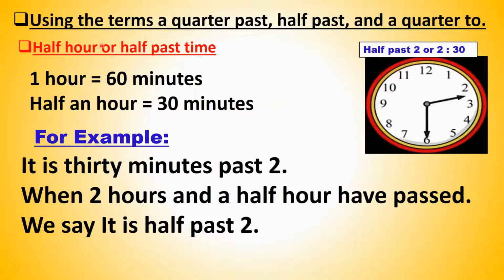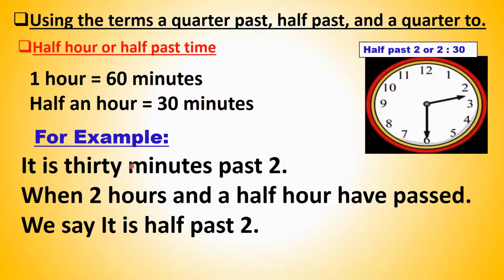Using the terms a quarter past, half past and a quarter to. First, half hour or half past time. Half hour or half past time, how to read that on clock? 1 hour is equal to 60 minutes, which we learned just now. Half an hour is equal to 30 minutes, which means it is half of 60 minutes. When the time is given in half hours, the minute hand is at 6. Let us see few examples to understand this.